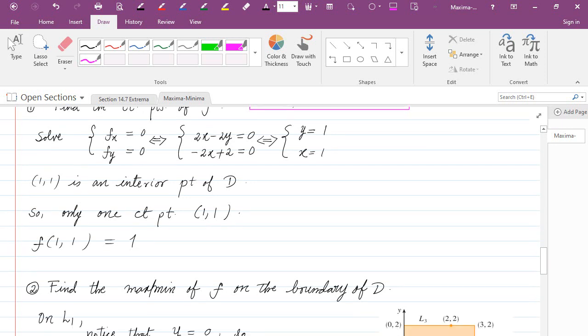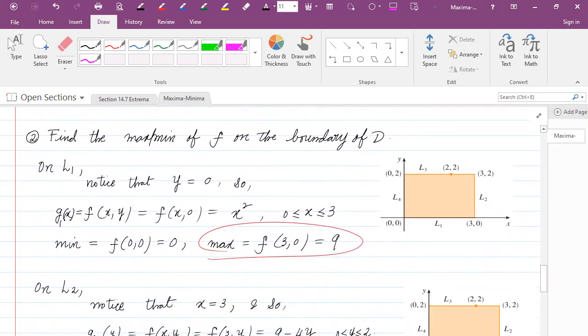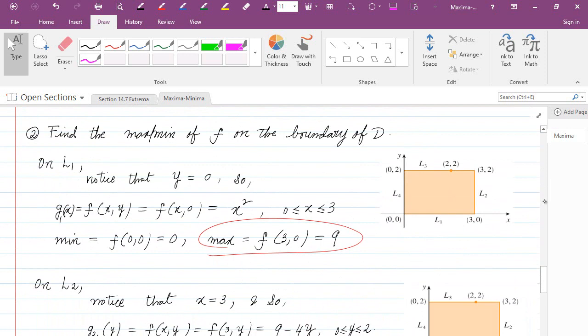All right, so the next step is to find the maximum and minimum of f on the boundary of D. Now the boundary has 4 sides here. So I'm labeling them L1, L2, L3, L4, and we need to find the max and min of f on each of these sides. Now these are the pictures that I have taken from the text, Stewart's text on calculus.